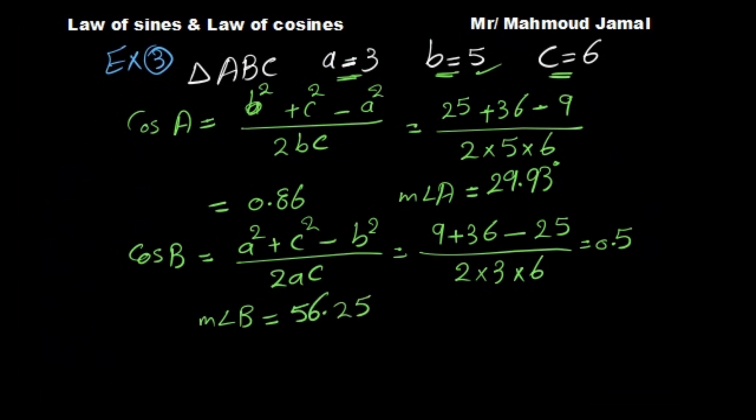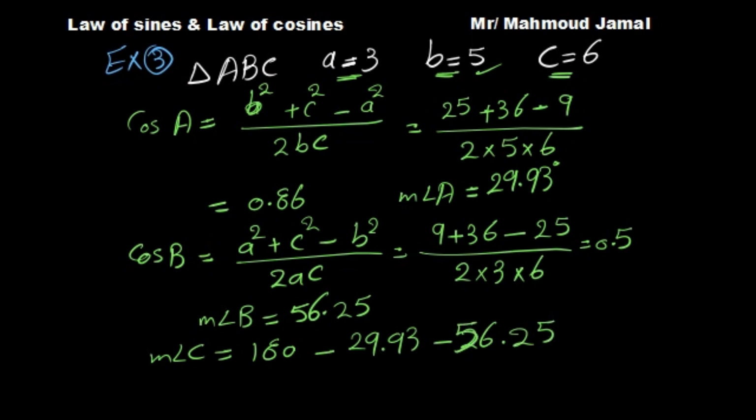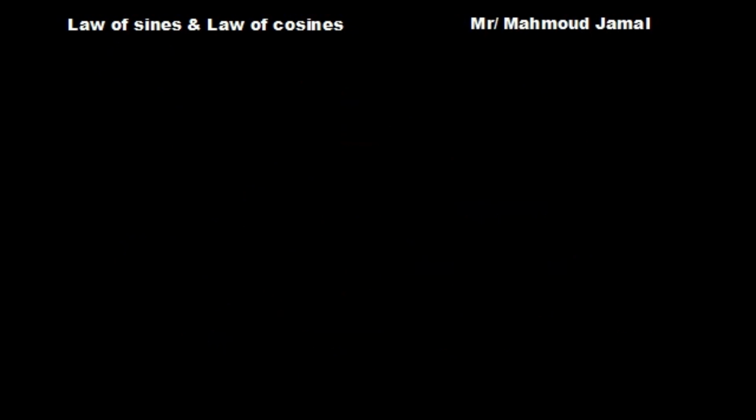So measure B has to be 56.25. The third one, measure C, we can find directly by 180 minus 29.93 minus 56.25, which equals 93.82. By using the 3 sides, I can find out the measures of the other 3 angles.